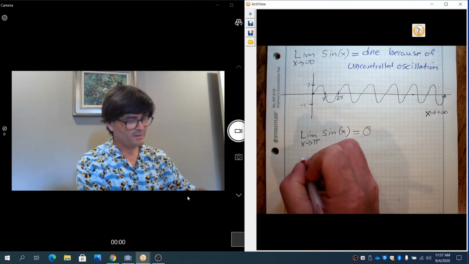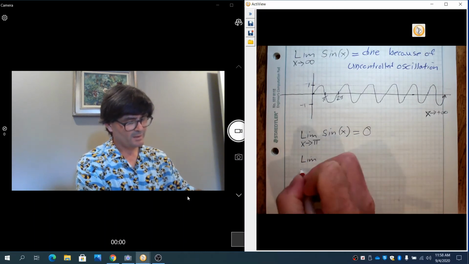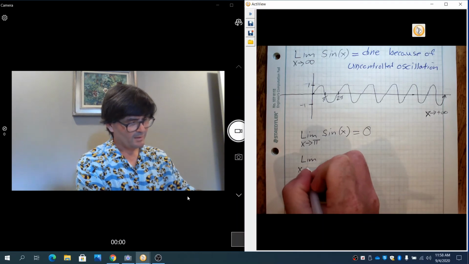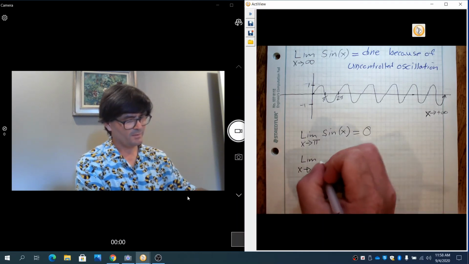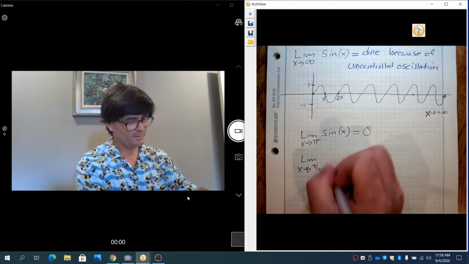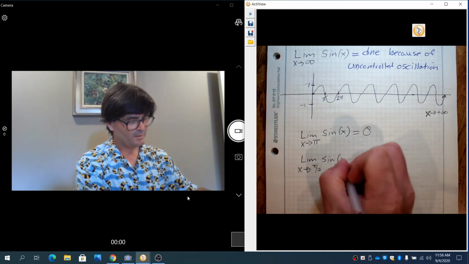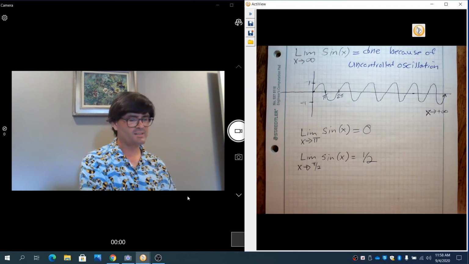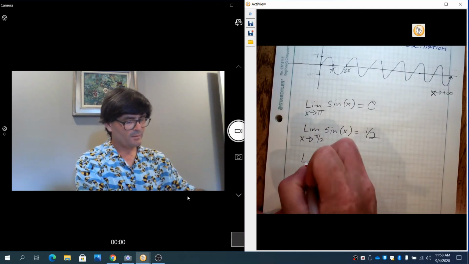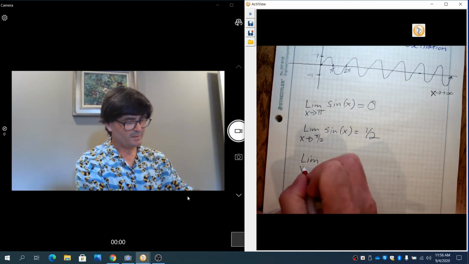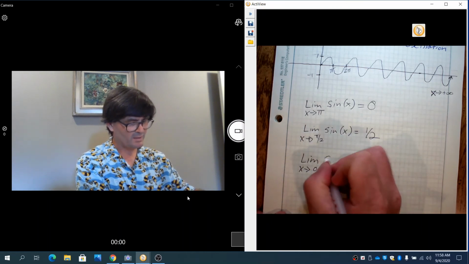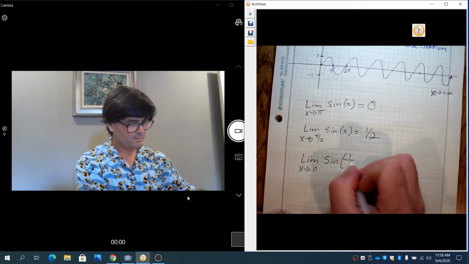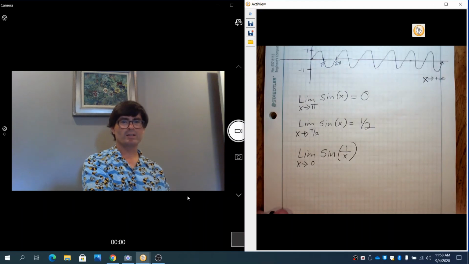Also, you could say the limit as x approaches pi over 2. This is probably not necessary, but that's 1. So that's simple. You could have something like this where x goes to 0 and you've got sine of 1 over x. This one's a little trickier.